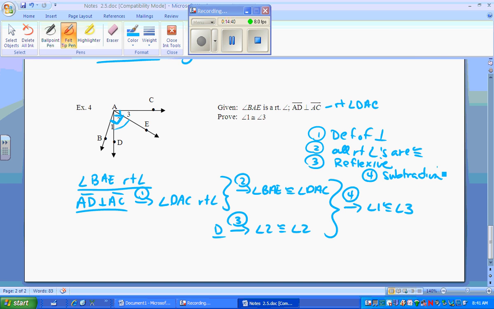Remember, in addition, if your end result is bigger in your picture, it's addition. If it's smaller, it's subtraction. And don't forget, a shared piece is the reflexive piece. We will be using that throughout the entire semester, all three of these ideas.